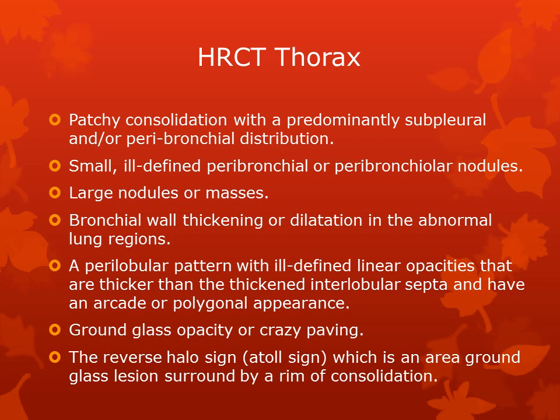HRCT findings are diagnostic of cryptogenic organizing pneumonia. Usually it shows patchy consolidation with a predominantly subpleural and/or peribronchial distribution. There will be small ill-defined peribronchial or peribronchovascular nodules. There may be large nodules or even masses. Bronchial wall thickening or dilatation in the abnormal lung regions are seen.